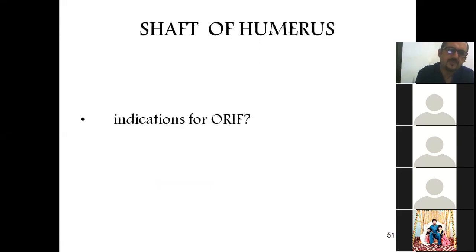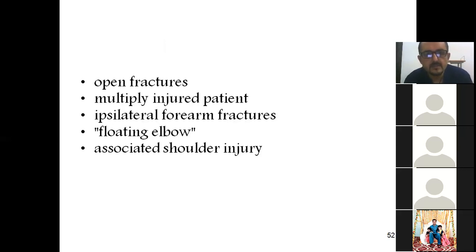So what are the indications for shaft of humerus fracture for ORIF? Anyone? Sir, open fractures of the humerus shaft? Yes. Fractures associated with neurovascular injury? Yeah. Segmental type of fractures? Yes. Fractures with a floating elbow and ipsilateral forearm fracture? Yeah, very good. Definitely. And pathological fractures? Pathological fractures. Yeah. Bilateral humerus fracture?